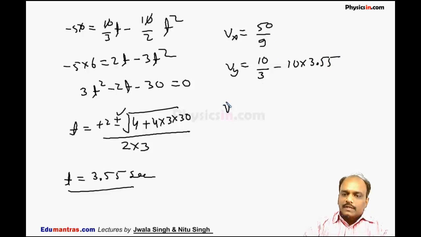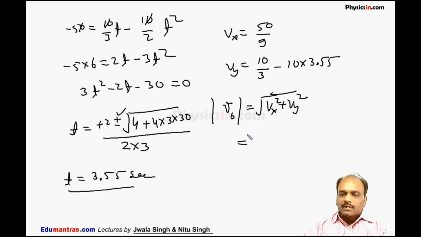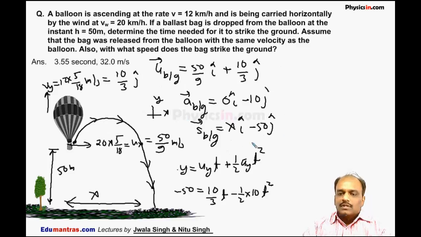Solving this we can say the speed when it strikes the ground is root over vx square plus vy square. Now solving it we get this as approximately 32 meter per second. So this is your answer. You know vx, you know vy, square these two, add them and take the root, and you will get the speed of the bag when it strikes the ground.